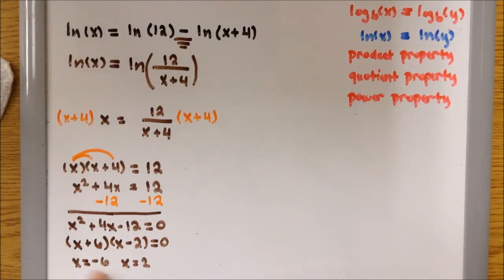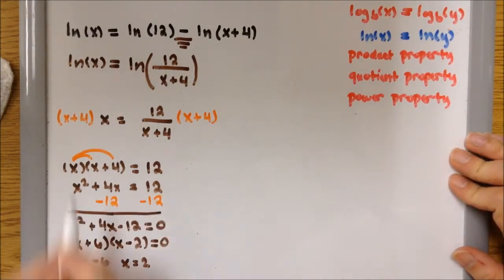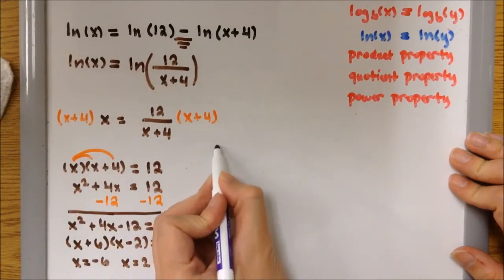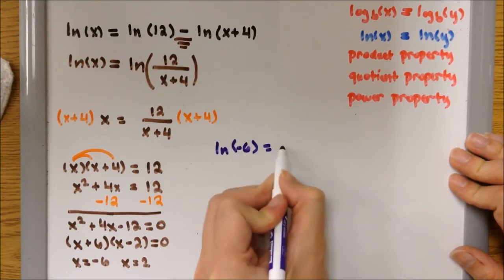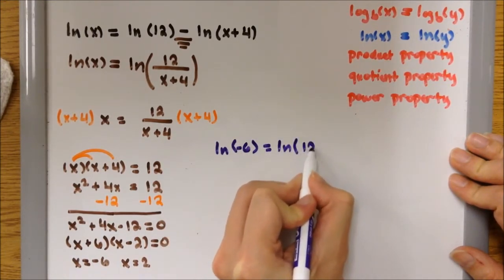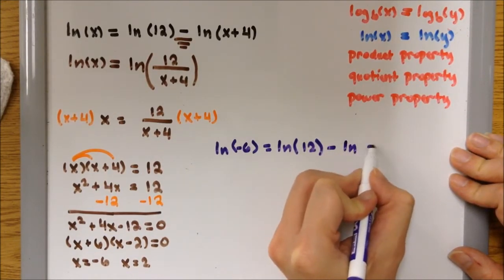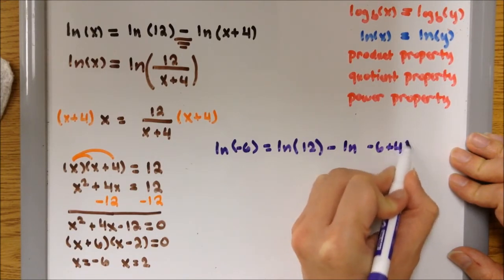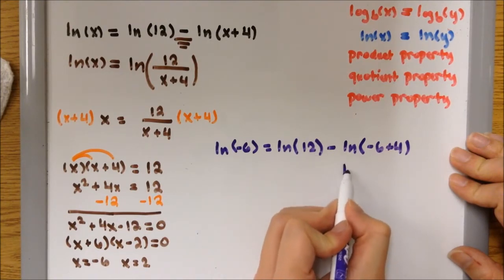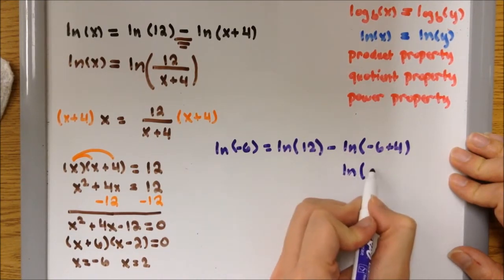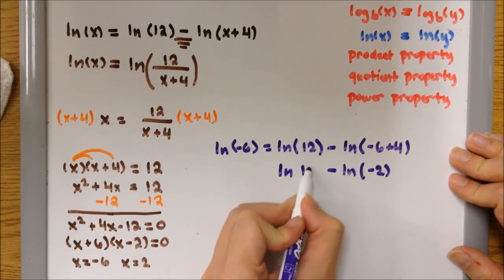Alright, first we're going to test out x equals negative 6. Here, plugging in negative 6 into each of the x, so natural log of negative 6 equals natural log of 12 minus natural log of negative 6 plus 4. And if I were to work this one out, natural log of negative 6 plus 4 is negative 2. And I'm bringing down everything else.